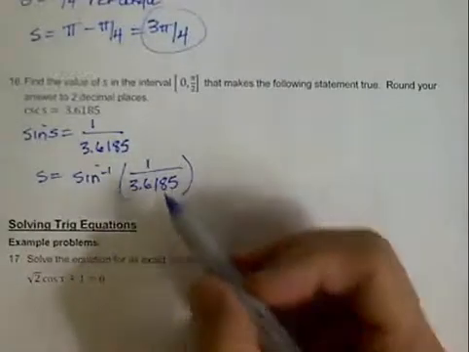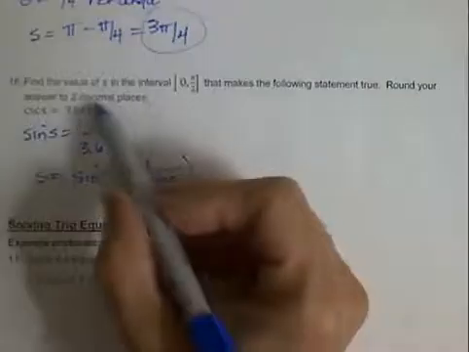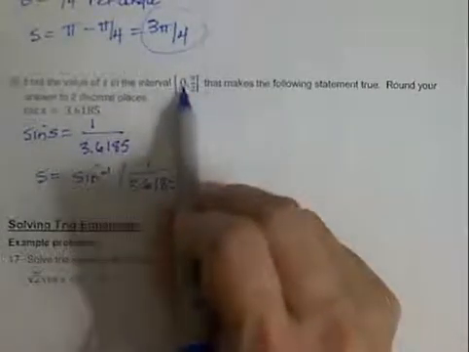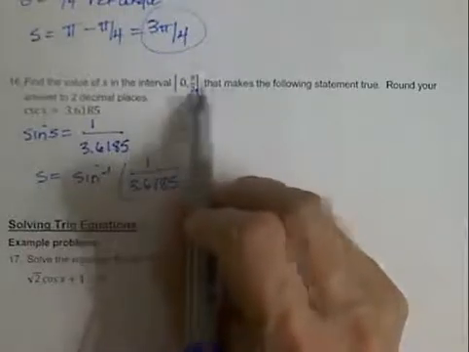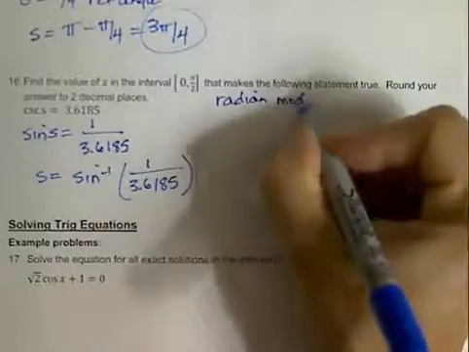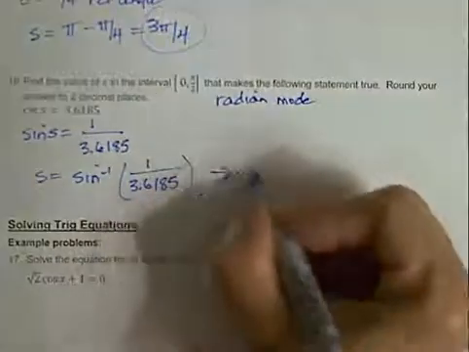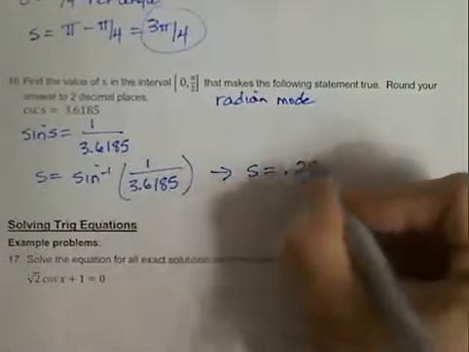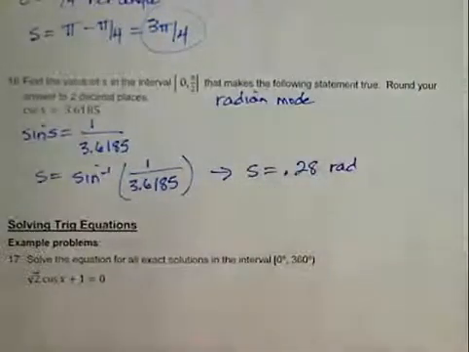We can put this in the calculator all in one step, and then we're rounding our answer to 2 decimal places. Remember though, since these values are in radians, we want our calculator to be in radian mode. If we have our calculator in radian mode, we're going to get an answer for this of 0.28, rounded to 2 decimal places.